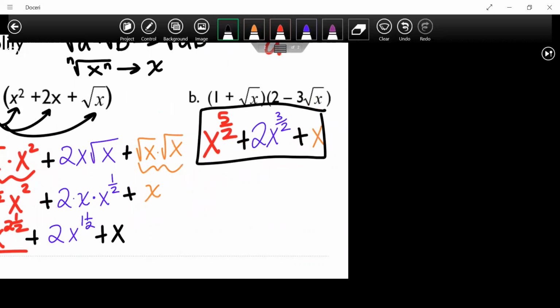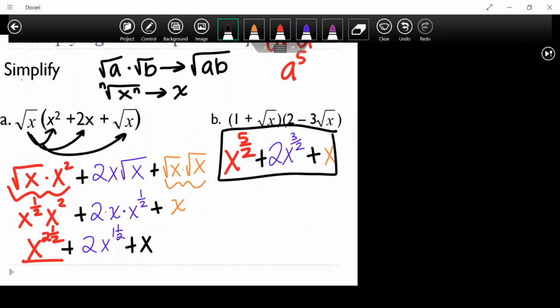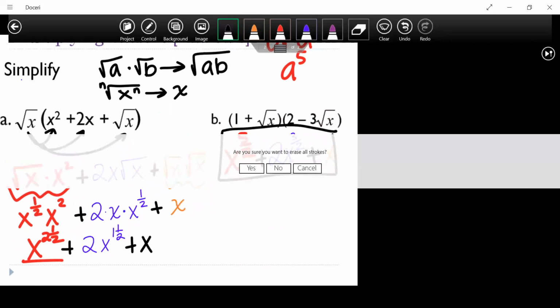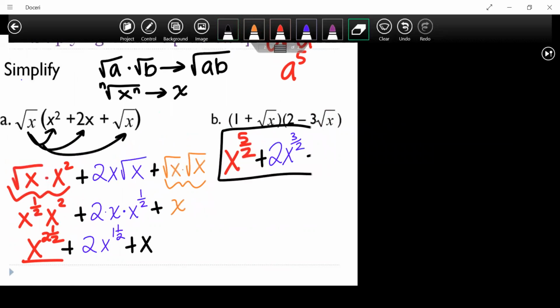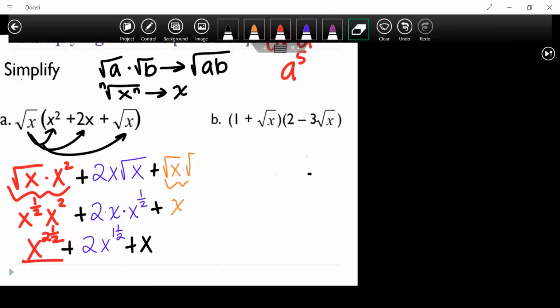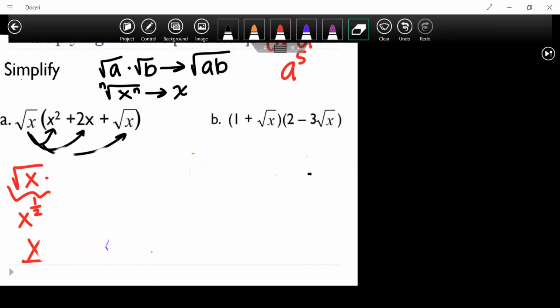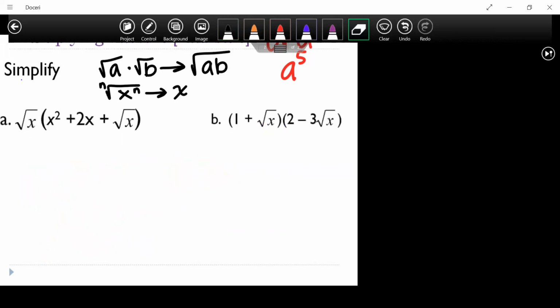Cool beans? Okay. I'm going to clear this so I can do the other one. Now the other one is just like another FOIL type. So we want to be able to see how we apply here. I'm doing the same exact thing.